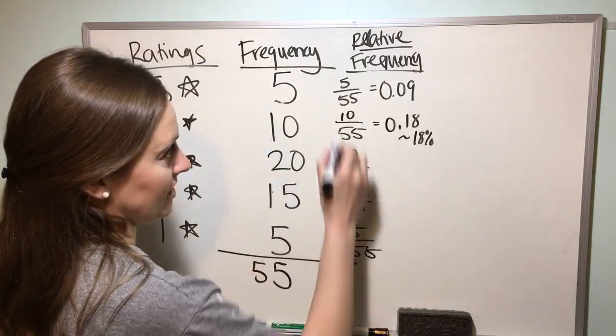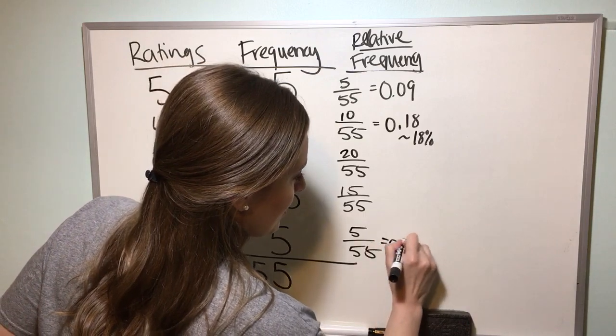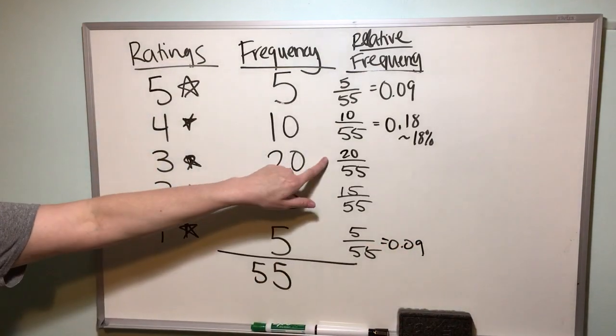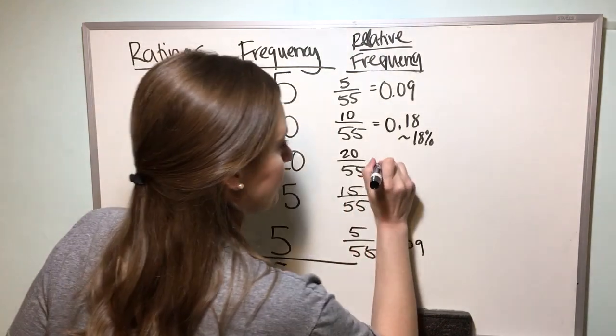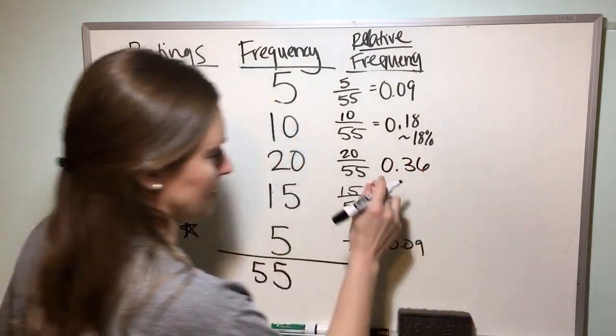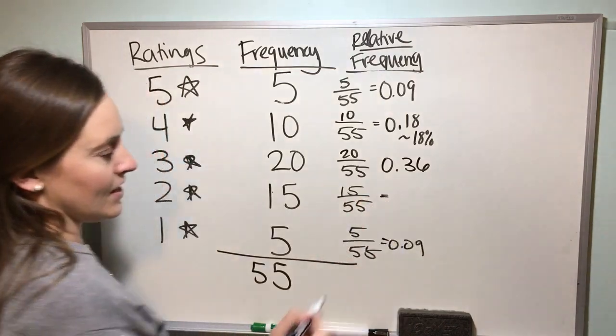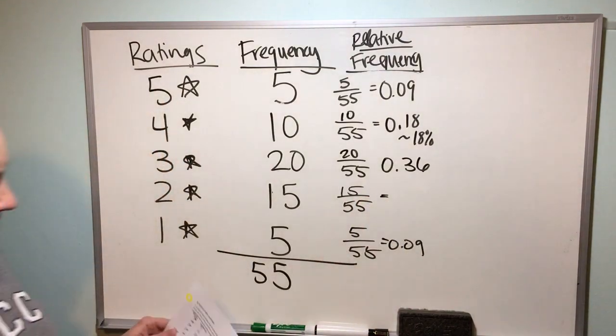We already did this one, right? We did it up here. When you divide 20 by 55, what do you get? Hopefully you get 0.36. And then here, I think you got 0.27.